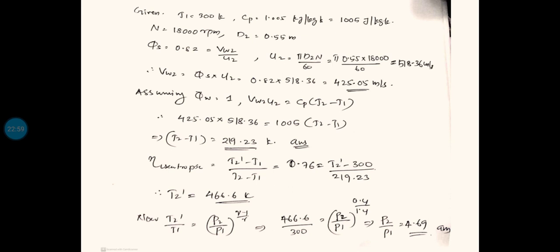Now from the temperature and pressure relation for the isentropic process, we have T2 dash by T1 equal to P2 dash by P1 all raised to gamma minus 1 by gamma, but P2 dash equal to P2, therefore I am writing P2 by P1 all raised to gamma minus 1 by gamma. So T2 dash was 466.6, T1 is 300, P2 by P1 we don't know, that is the second quantity we have to identify. So from this relation we will get P2 by P1 equal to 4.69, that is the pressure ratio.